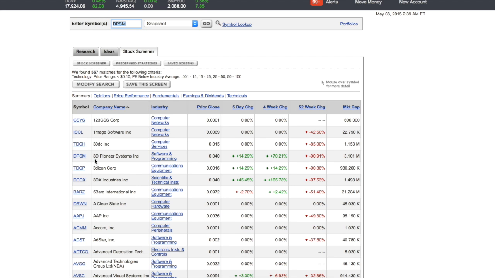So look at these stocks down here. Let's look at the stock here. It closed at 4 cents and it went up 14%. It has been moving. It has some type of activity. And this is the market cap, how big they are.